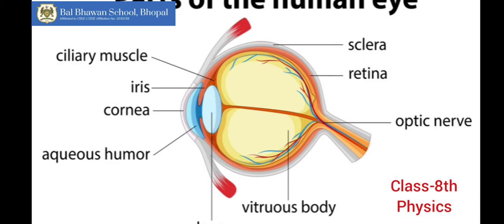Then you understood about the cornea, the front transparent portion, and at the back two layers, the sclera and then the choroid. After the cornea in the front we have the colored part of the eye called the iris. In the center of the iris, a small hole appears, which is called the pupil. The pupil helps to allow the light to enter the eyeball.